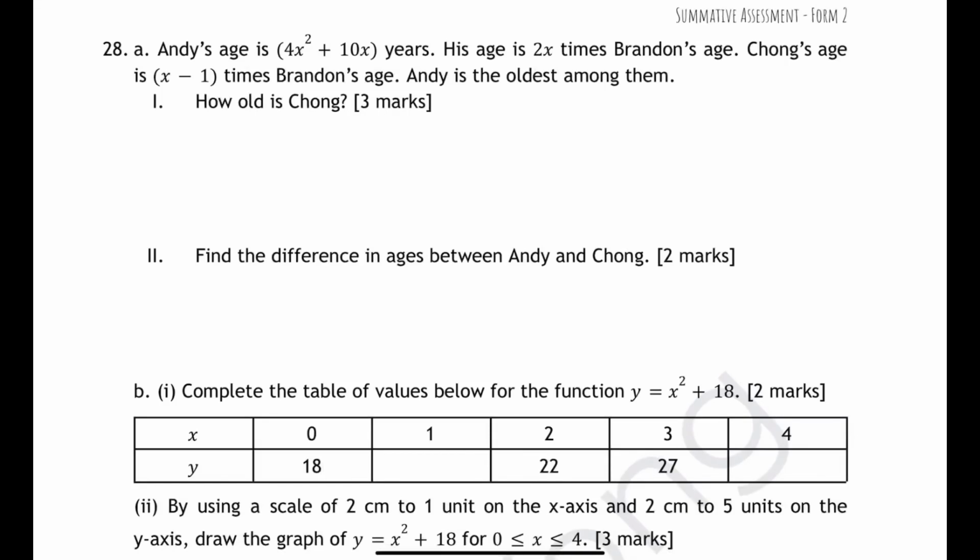Okay, moving to 28. So question A, Andy's age is 4x squared plus 10x years. His age is 2x times of Brandon's age. So you should know, if you are comparing Andy and Brandon, Andy's age is 2x times of Brandon's, which means to get Andy's age, you will use 2x multiplied with Brandon's age. Okay, because this is 2x times of his age, right?